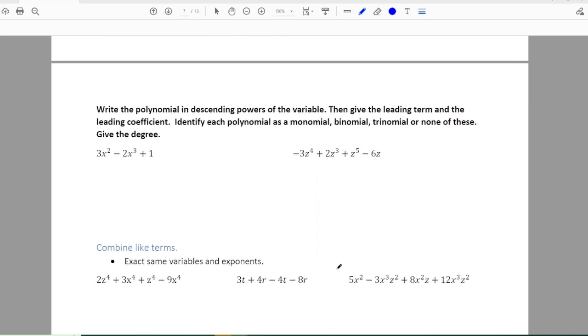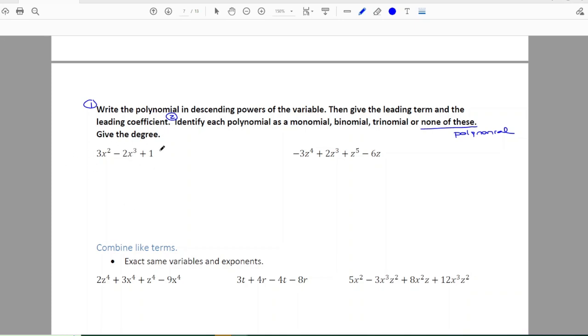So here's a question. I've kind of combined two textbook questions together in one. So the first question being, write the polynomial in descending orders of power of the variable, then give the leading term and the leading coefficient. That'll be one question in your textbook. And then the second question is, identify each polynomial as a monomial, binomial, trinomial, or none of these. And it's funny that the textbook says none of these. If it's none of these, it's just polynomial. And then lastly, give the degree. So this is two separate questions in your textbook that I just combined into one.